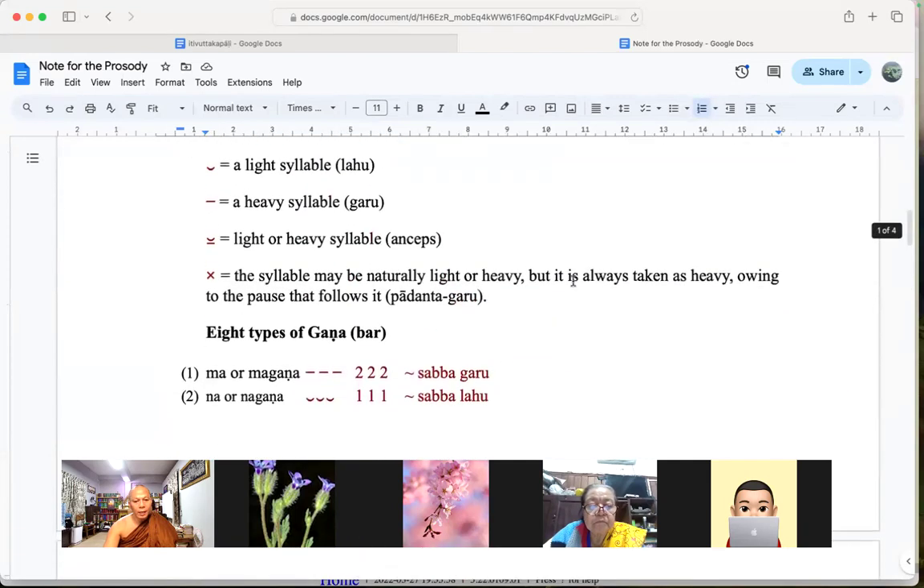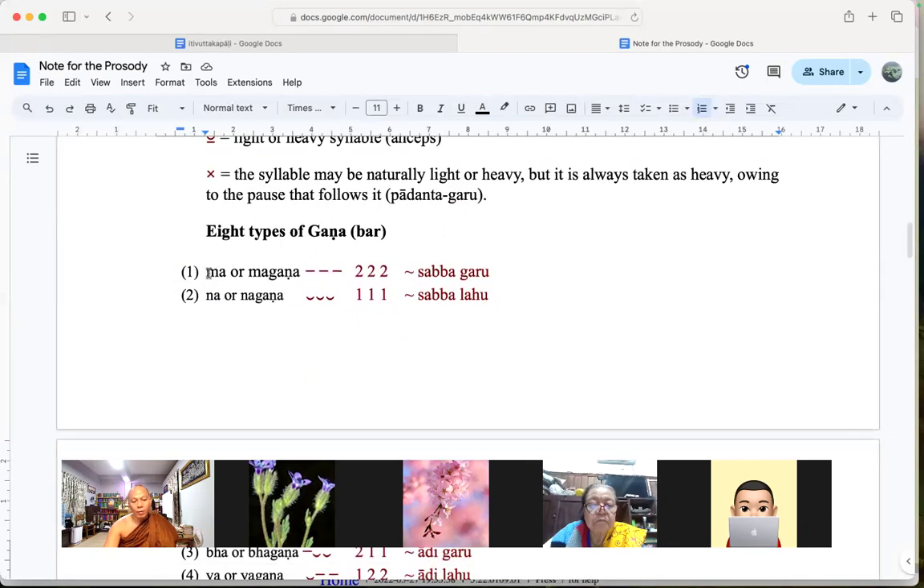For that, the sign of Ma Gana is 2, 2, 2. That means all of them are group, so we call it Sabha group. That is Ma Gana. And the other one, Na Gana, is the opposite of that one. All of them are Lahu, so that is 1, 1, 1 or La, La, La. That is the Sinhala marks. Okay, leave that one. Maybe 2, 2, 2 and 1, 1, 1 are better for us to remember.